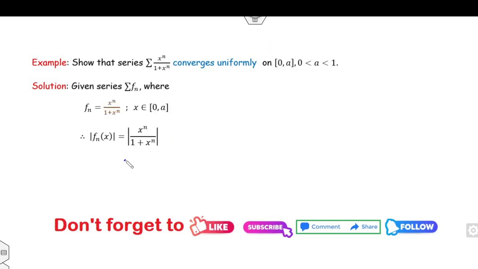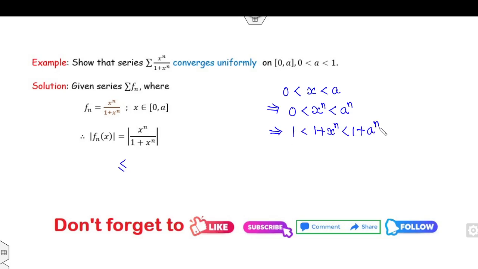Fine. My target is to write this in terms of a less-than sign. So clearly x lies between 0 and a. What does it mean? 0 is less than x raised to power n. Fine. If you add 1 on both sides, it will be 1 plus a raised to power n. Now if you take the reciprocal, it is 1 over 1 plus x raised to power n is less than or equal to 1. If the equality appears, you can write it also as equality because it's a closed interval.